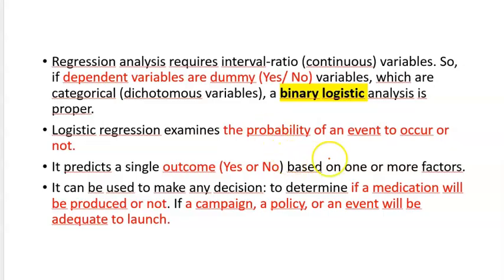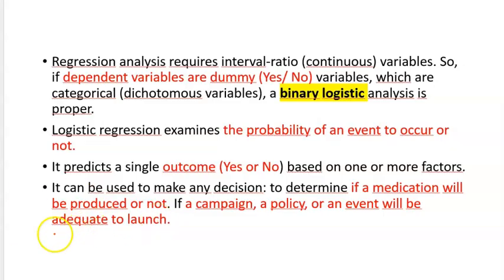So it is the probability of the event to occur or not. That's why it's a yes or no. It predicts a single outcome, yes or no, based on one or more factors. And then it can be used to make a decision, which I already explained. You can make a decision about a campaign, policy, strategy, etc.